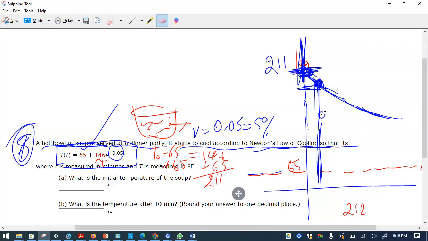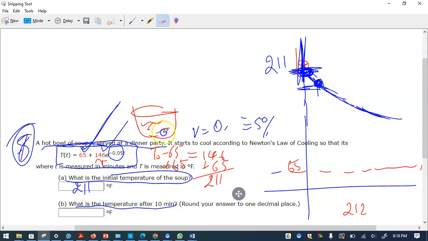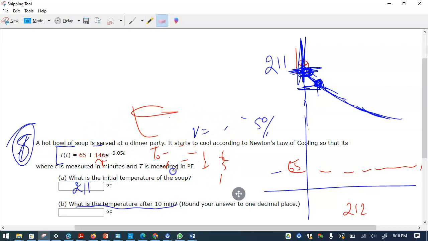Now the first question is, what is the initial temperature of the soup? All you do is add this number and this number, which is 211 degrees Fahrenheit, and you're done. What is the temperature after 10 minutes? For this question, you have to use the calculator.